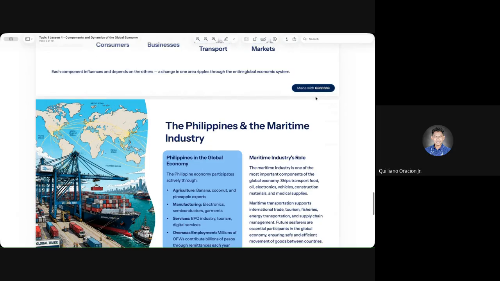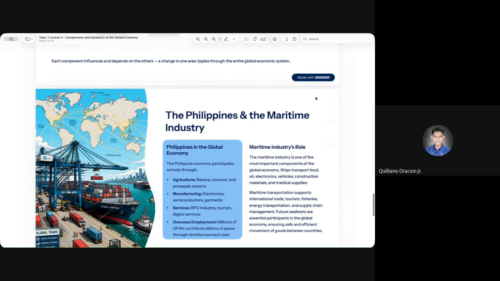And to tell you, we have OFWs and seafarers. Millions of OFWs and Filipino seafarers send money home. These remittances help families, businesses, education, housing, the national economy, meaning the Philippines is connected to the world through its workers. Now, let's focus on you.